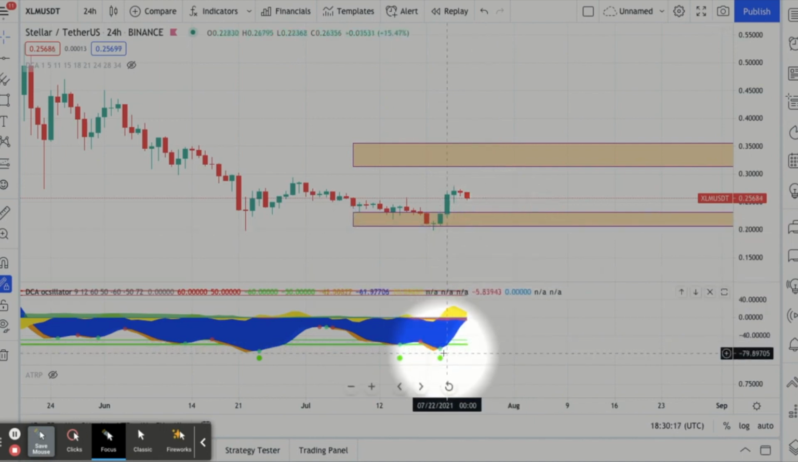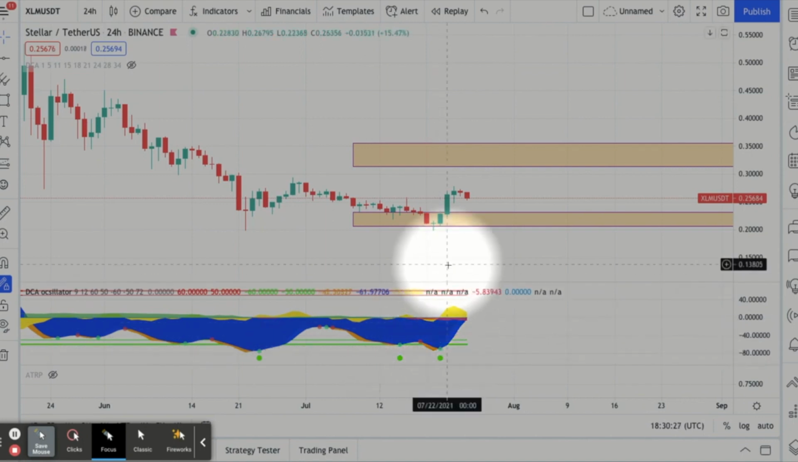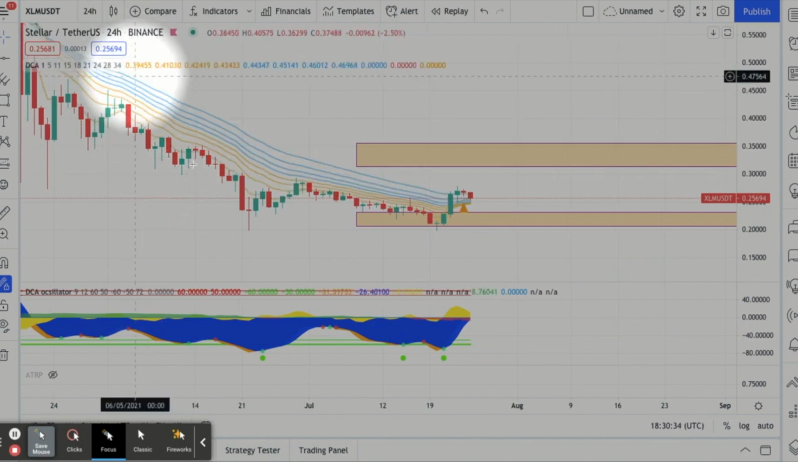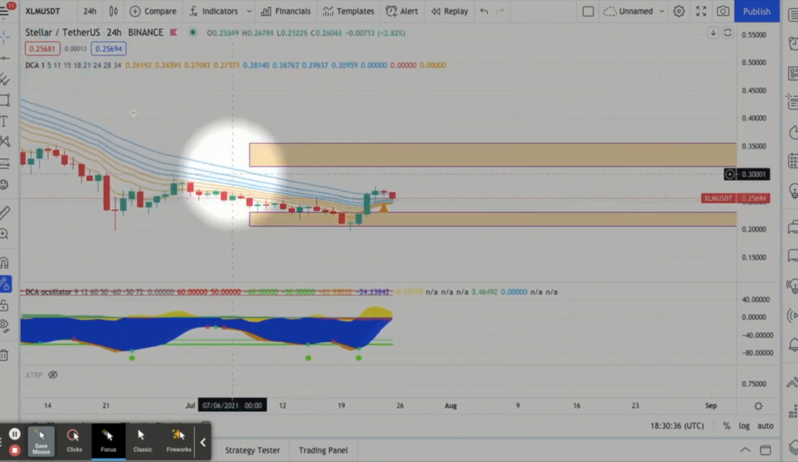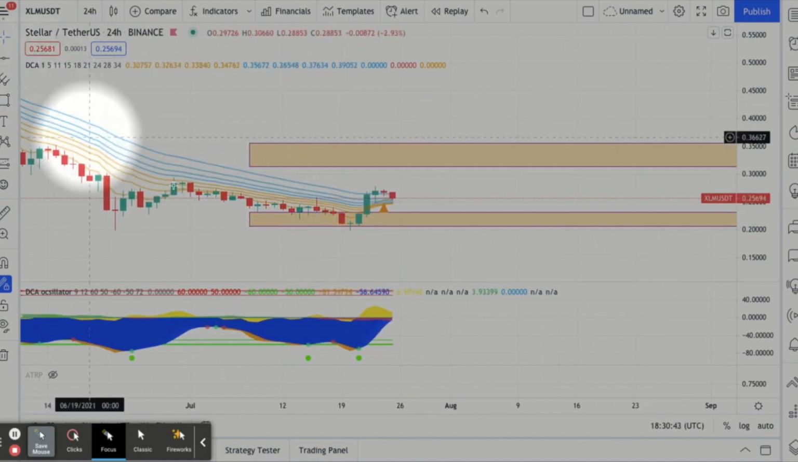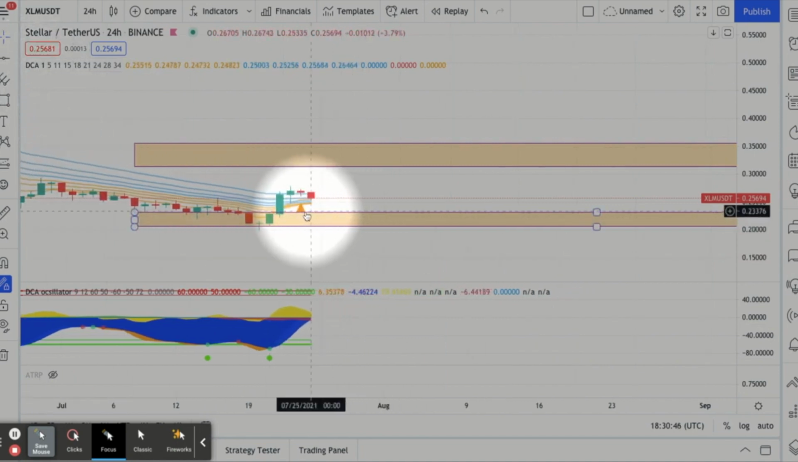Down here we also have two green dots. This is one of the indicators I use, the DCA oscillator. So this looks really good for me. You have to use a lot of your tools. Then I look at our EMAs. This is another DCA indicator, an EMA pattern. And I also have our triangle here. So that tells me that there is probably a trend coming.